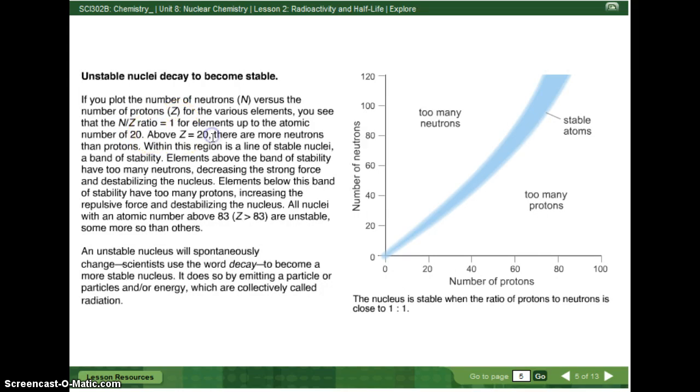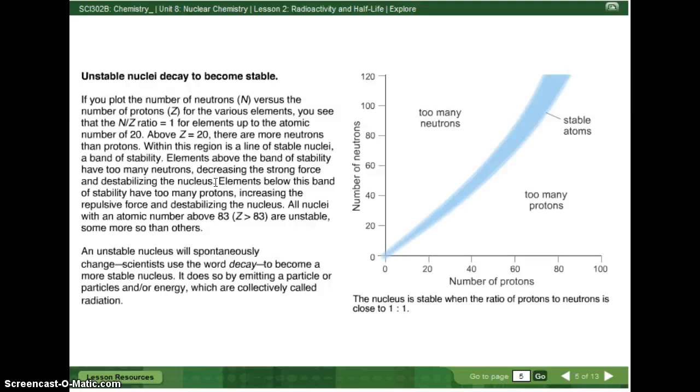Above Z equals 20, so atoms with atomic numbers above 20, have more neutrons than protons. Within this region is a line of stable nuclei, a band of stability. Elements above the band of stability have too many neutrons, decreasing the strong force and destabilizing the nucleus. Elements below this band of stability have too many protons, increasing the repulsive force and destabilizing the nucleus.